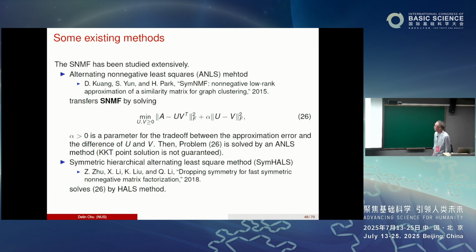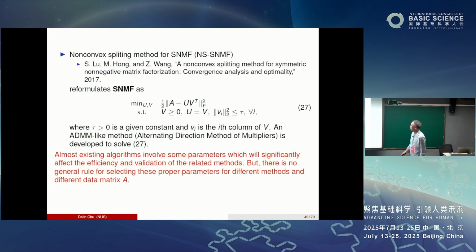Another approach often used in the optimization society is to transfer the symmetric non-negative matrix factorization problem to this minimization problem. Here, tau greater than 0 is a given constant, and Vi is a column of V. Then we can apply an ADMM-like method to solve this minimization problem.